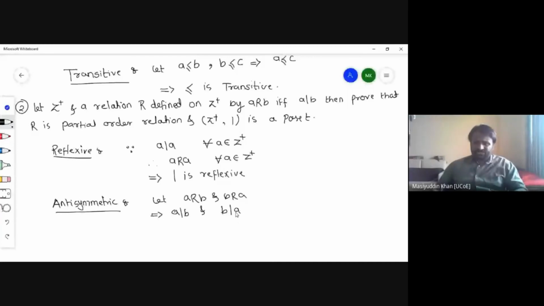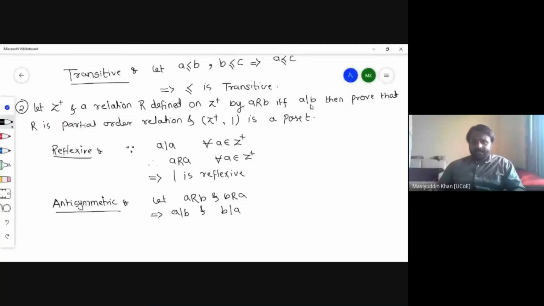See, in the question it is clearly mentioned that Z plus, A related to B if A is divisible by B. If we say A related to B, it means A divides by B, and if B related to A, it means B divides by A, because antisymmetric is clearly mentioned: A to B then B to A, that's simple. So A divides by B and B divides by A, when is this possible? That is, if A is equal to B, only then is this condition possible.